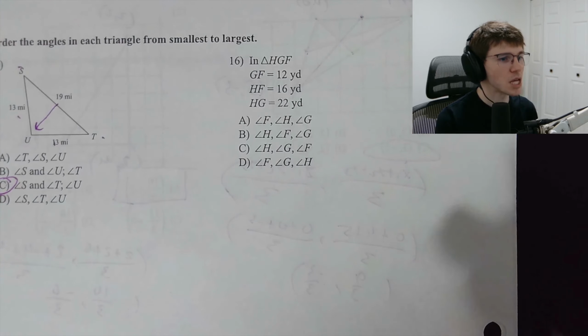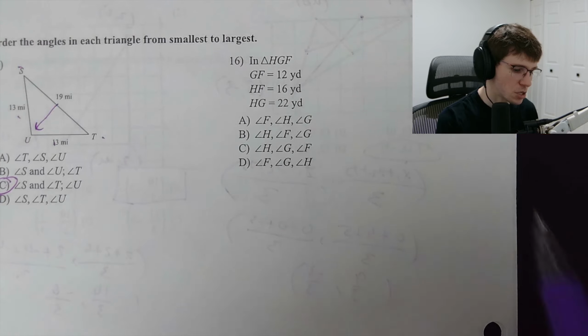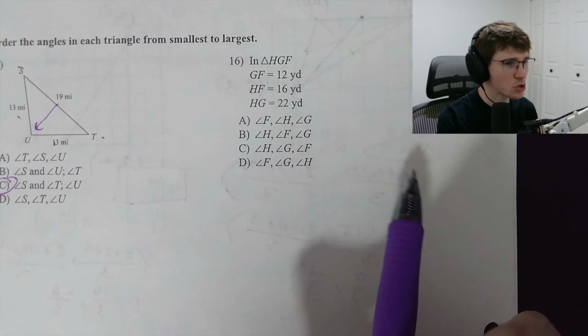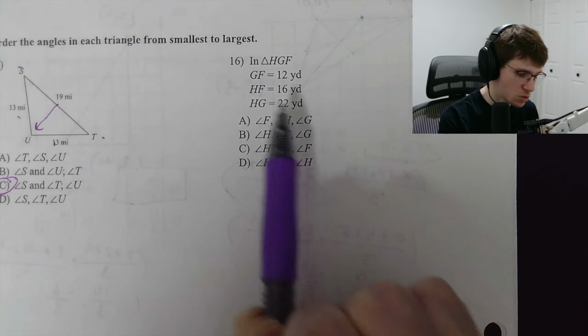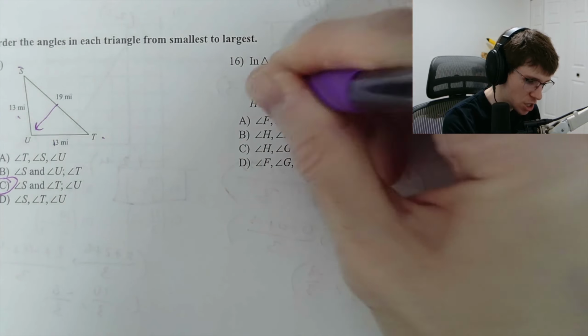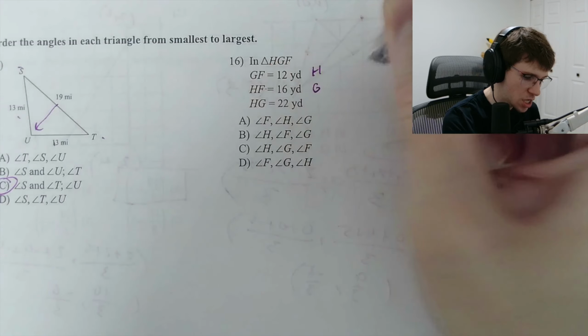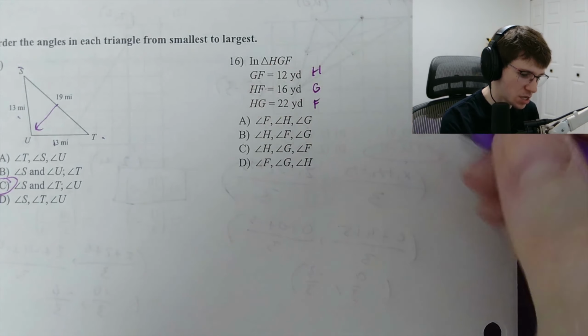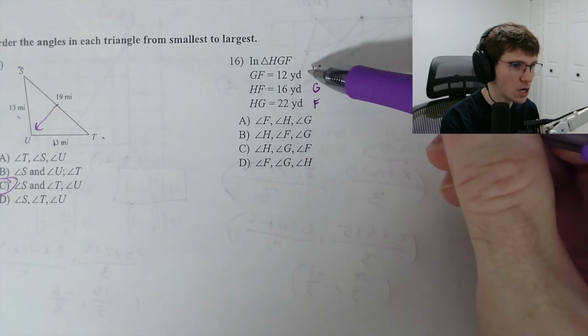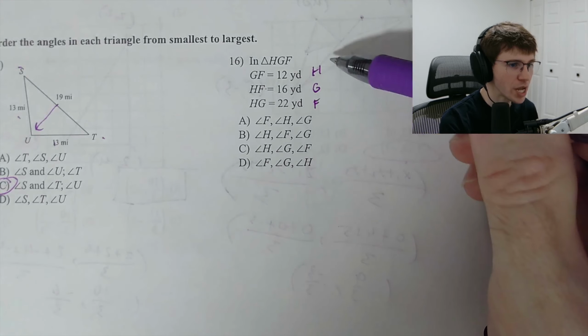On this one, same exact idea as that previous question, remembering that the angles go with the letter the side doesn't have. So GF goes with the letter H, HF goes with the letter G, HG goes with the letter F, and it goes in that order, 12, 16, 22, so HGF.